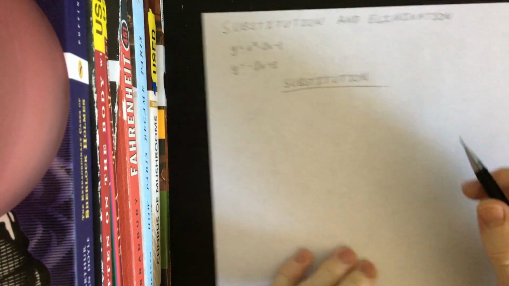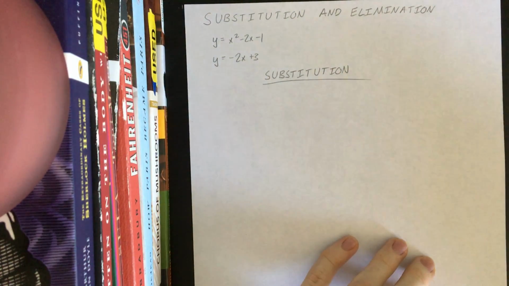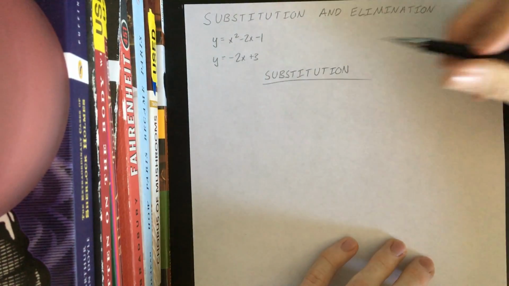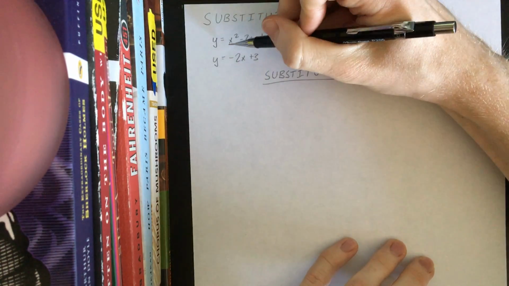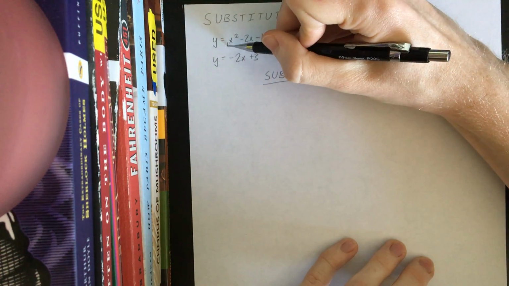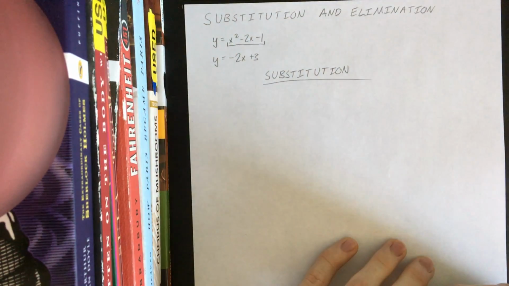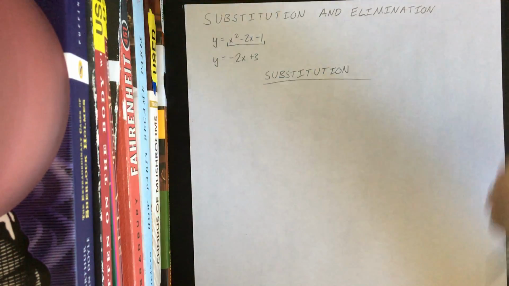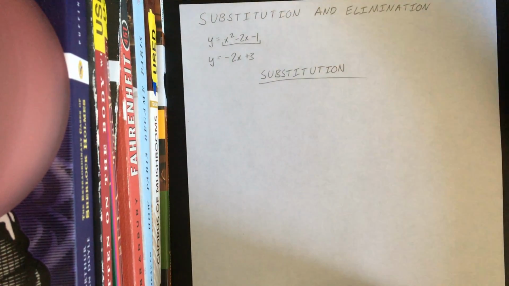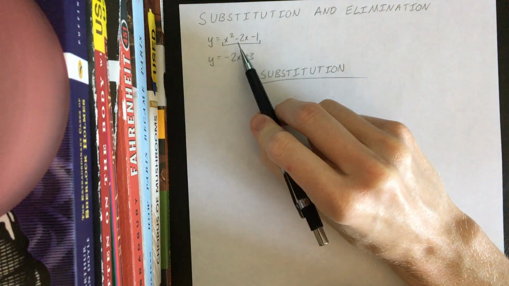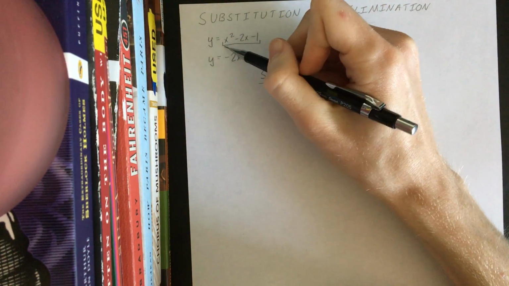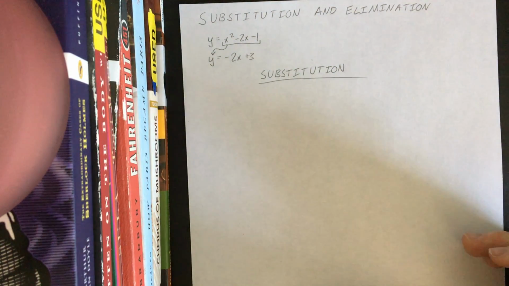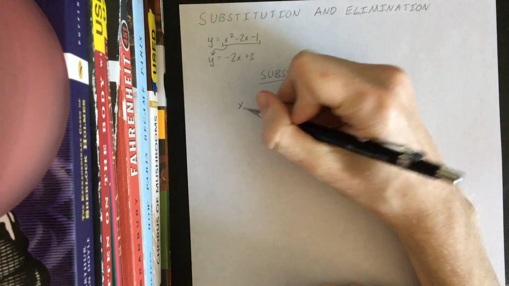Okay, so substitution. What substitution says is exactly what it sounds like. We're going to be substituting, putting something in place of another thing. Looking at our equation, we know that y equals x squared minus 2x minus 1. So essentially y is x squared minus 2x minus 1. Anywhere we see y, we can plug in this part right here, x squared minus 2x minus 1. We're going to plug that in for y here. So let's do that.